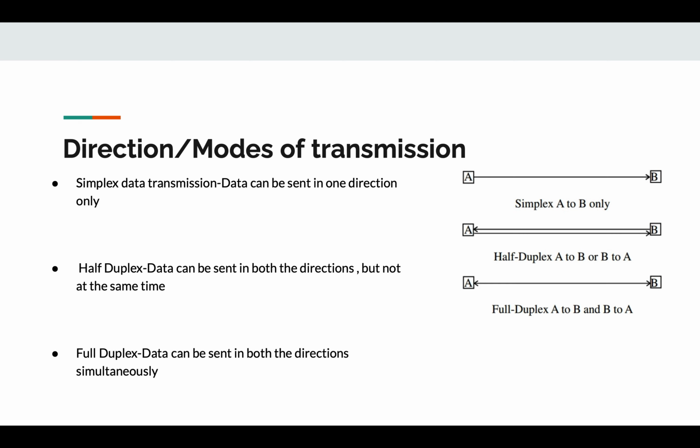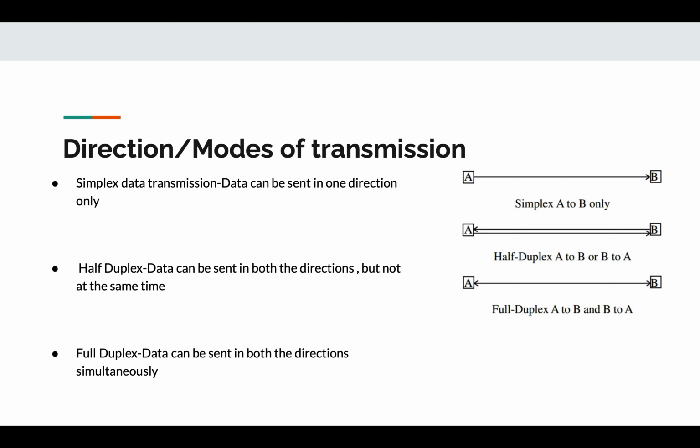Now, we'll be discussing the different modes of data transmission. There are three different modes of data transmission. Number one, simplex data transmission. In this, data can be sent in one direction only. An example of this can be television broadcasting.